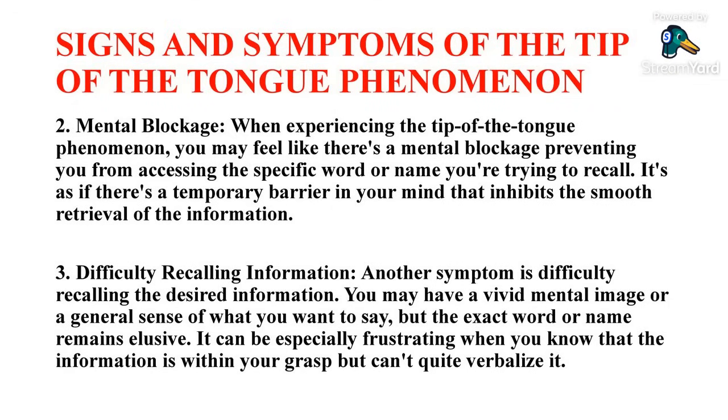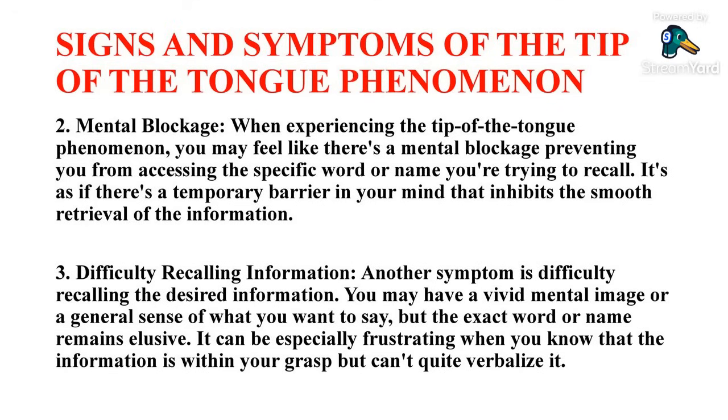To communicate your thoughts, you use words. Now, in this case, your thoughts and your words are fighting. They are not in synchronization. They're not even working together. That is a mental blockage. You have difficulty recalling information. When you are having difficulty recalling information, just know that TOT is happening. When you have a mental blockage, just know that TOT is happening.